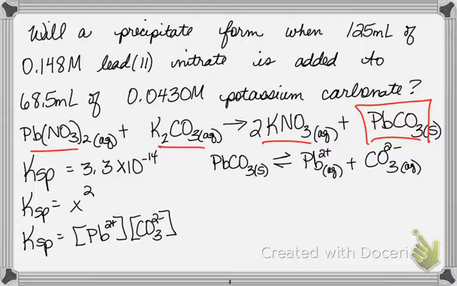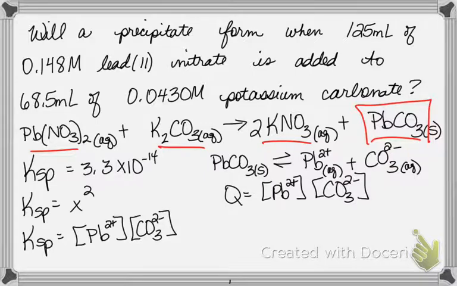So in order to decide whether a precipitate will form or not, we have to calculate a Q. And a Q is calculated the same way as the KSP. So to calculate the Q, we need to know the concentration of lead-2 and the concentration of the carbonate ion in this solution. Well, where's the lead-2 ion coming from? Lead-2 comes from the 125 mils of 0.148 molar. That's where the lead's coming from.